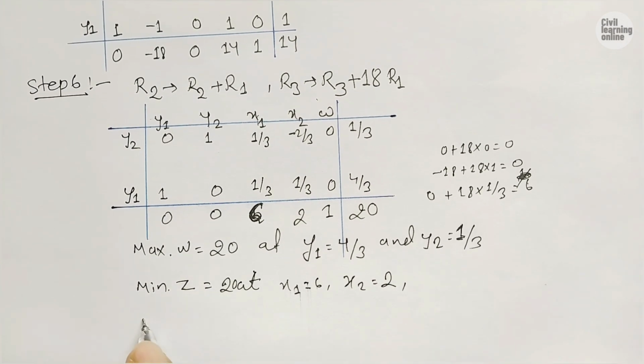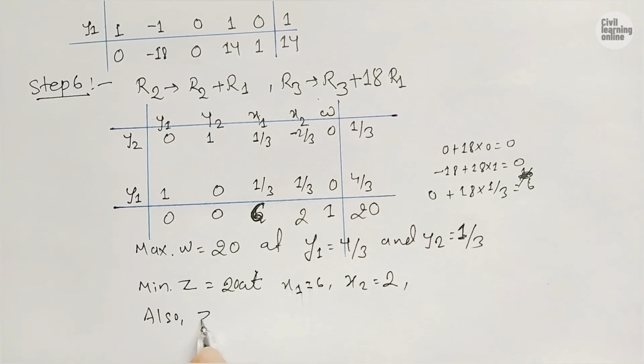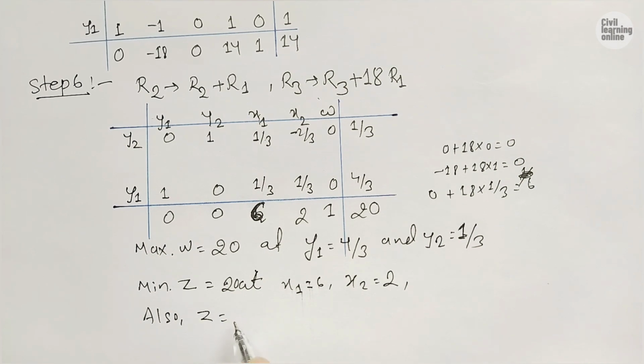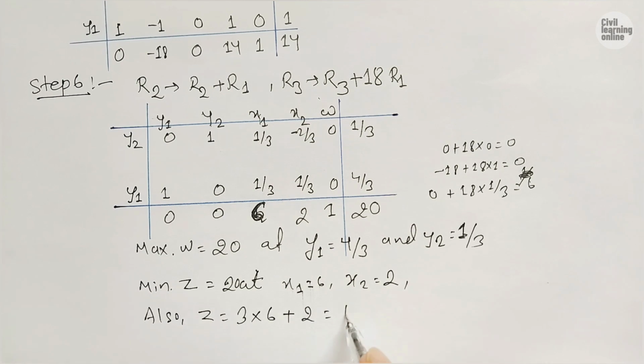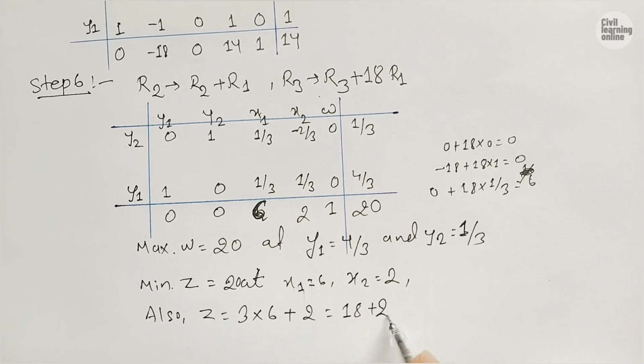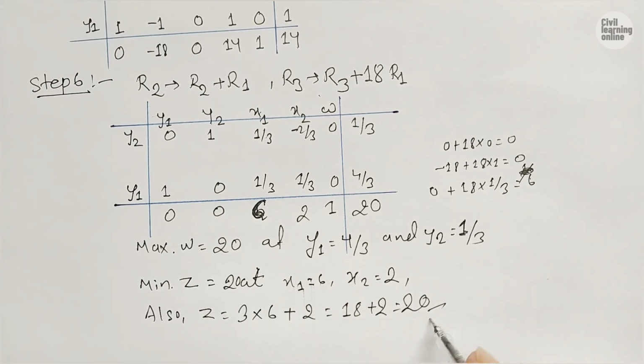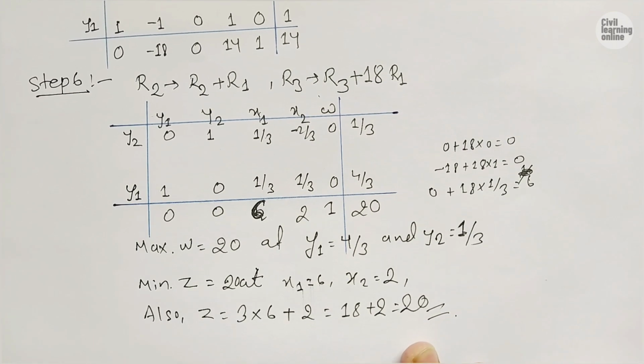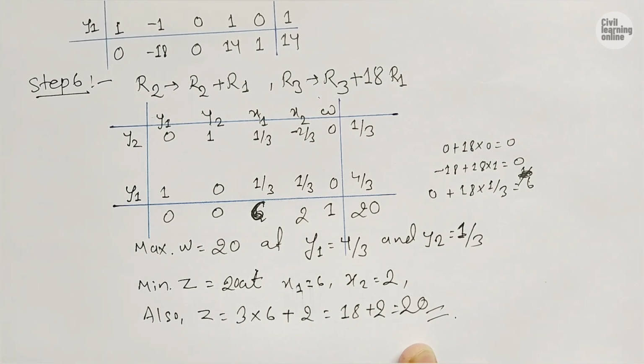We can also apply a check. Z equals 3 times x1 plus x2, so we will have 18 plus 2 equals 20. So this is how we solve the linear programming problem when we are asked to minimize the given objective function. So I hope this video adds value to you.